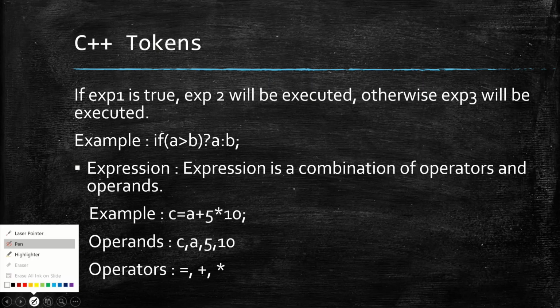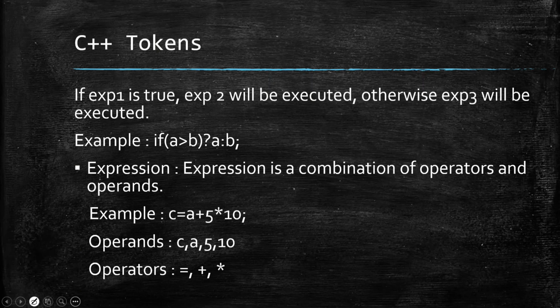Now next, coming to the next concept, that is expression. So what is an expression? It is a combination of operators and operands. Now example, you can see C is equal to, so this example itself I have elaborated. I have made it into a detailed note as operands and operators. So you can see the example says C is equal to A plus 5 into 10 semicolon.